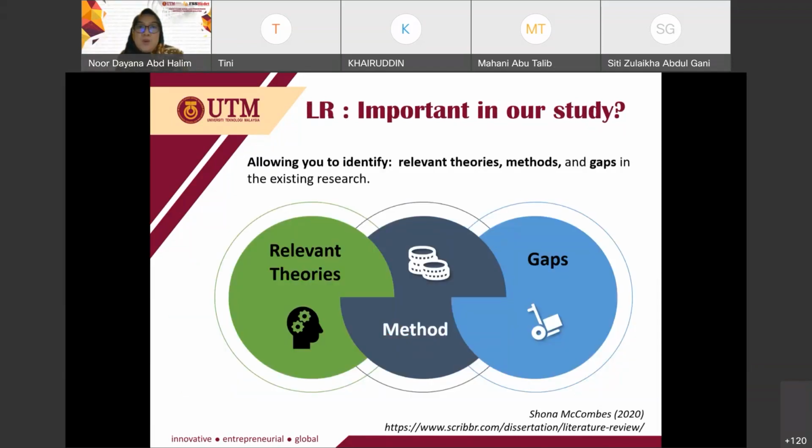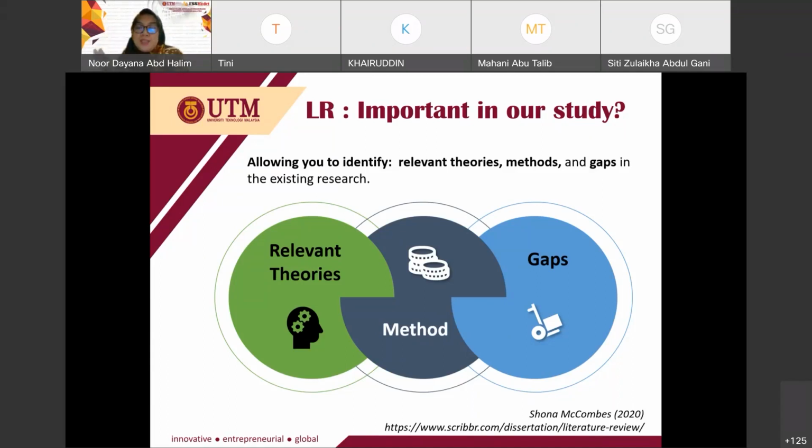So literature is important in our study, allowing you to identify relevant theories, methods, and also gaps in the existing research. This is how you find the relevant theories, the method, and the gaps. Bear in mind that usually the question asked by the examiner is about the gap. Why do you want to study this? What is the problem? Why do you want to study creativity? Is there any problem? What is the gap?